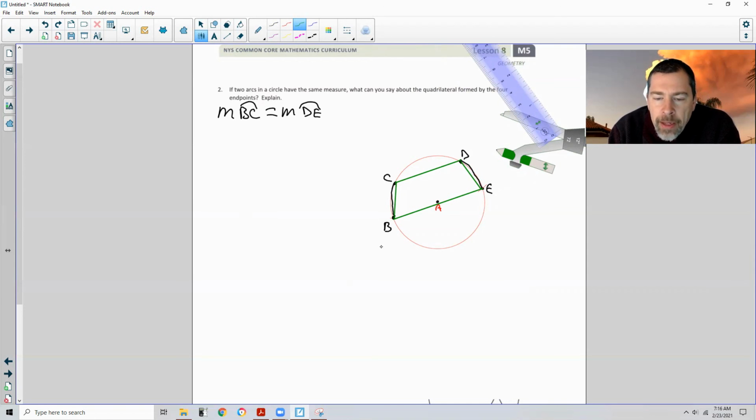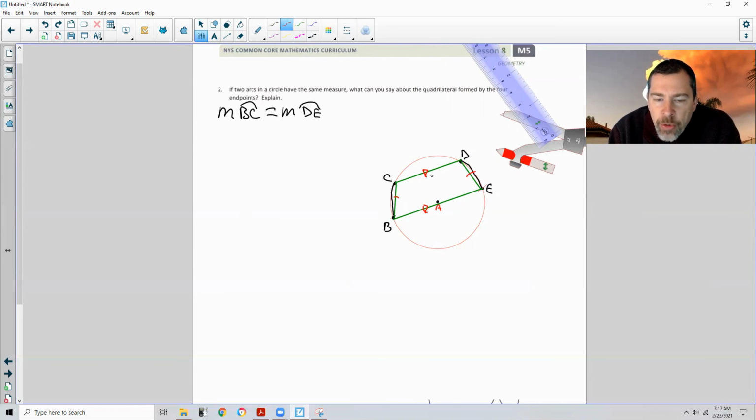Explain. Well, what can we say about that? Well, if this is the same distance as that, and that's the same distance as that, no matter where we put it on the circle, this thing is just going to rotate. We're going to get parallel chords. And since we get parallel chords, and we have arcs that are congruent, they're equal in measure, then the chords that form them are congruent. So this side equals this side.